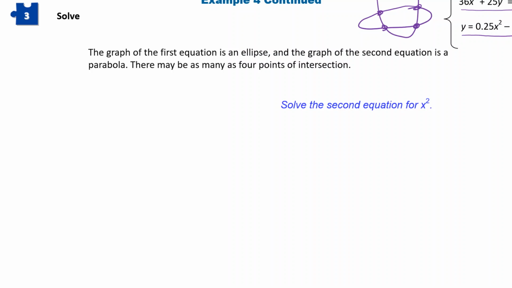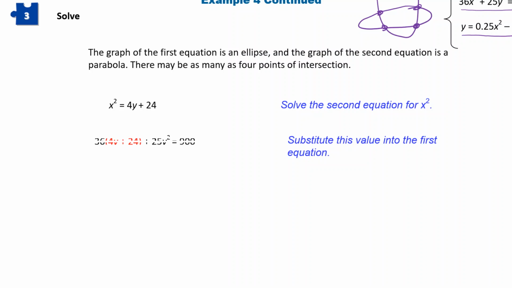So let's go ahead and solve. Let's take a look at the second equation and solve for x squared. When we do that, we see that x squared is equal to 4y plus 24. Now that we've done that, we can substitute this value into the first equation. So there it is. Then we're going to simplify it and set the equation equal to 0.